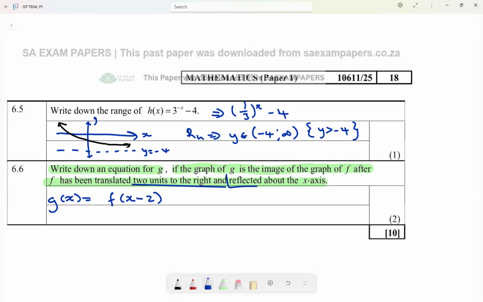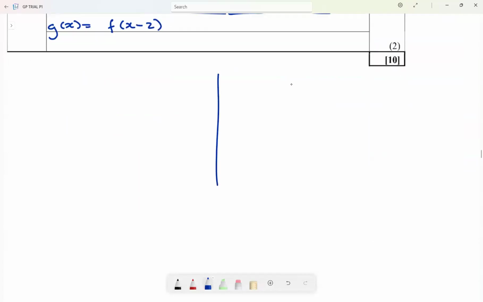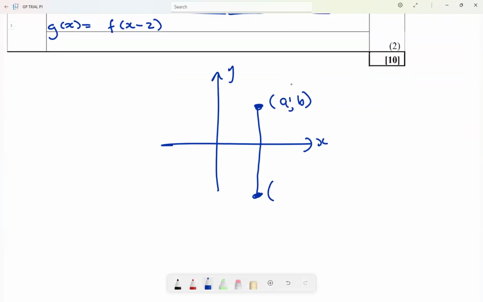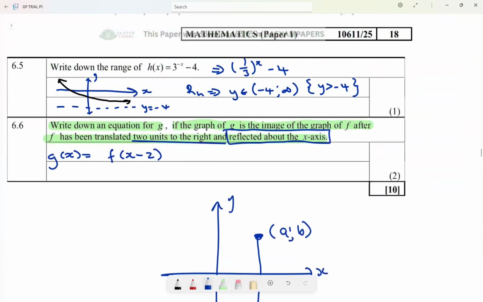And it is also reflected about the x-axis. Remember when I have a point, when I reflect it across the x-axis, what changes? Let's say it has coordinate A and B. The x coordinate is still A, but the y coordinate is now negative. So it means now they changed this one to being negative. The value of y is now negative.